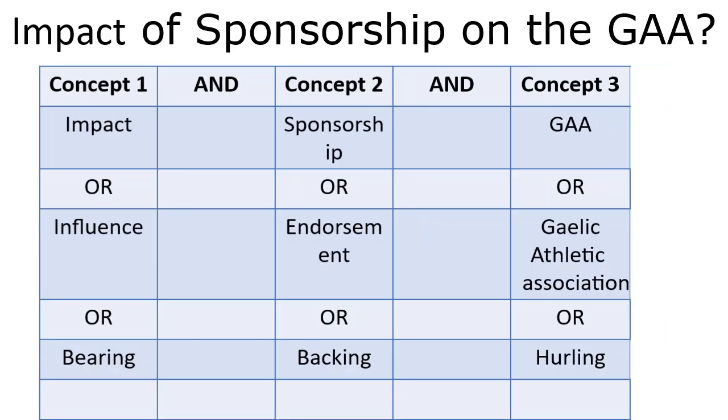So how did you get on? So for example, for concept 1, which is impact, I also thought about influence or bearing. For sponsorship, I thought of endorsement or backing. For GAA, I thought of Gaelic Athletic Association, or maybe one of the individual sports, hurling or Gaelic football. Did you manage to come up with anything different yourself?